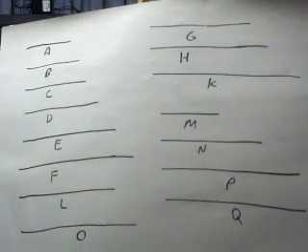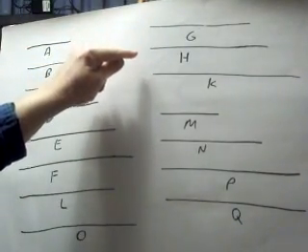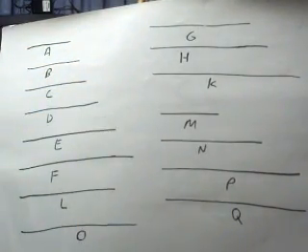Now we got that down. I say that D, E, and F and G, H, and K are a continued proportion. So what we're saying here, as D is to E, so will E be to F. And as G is to H, so will H be to K. That's what we're going to say.